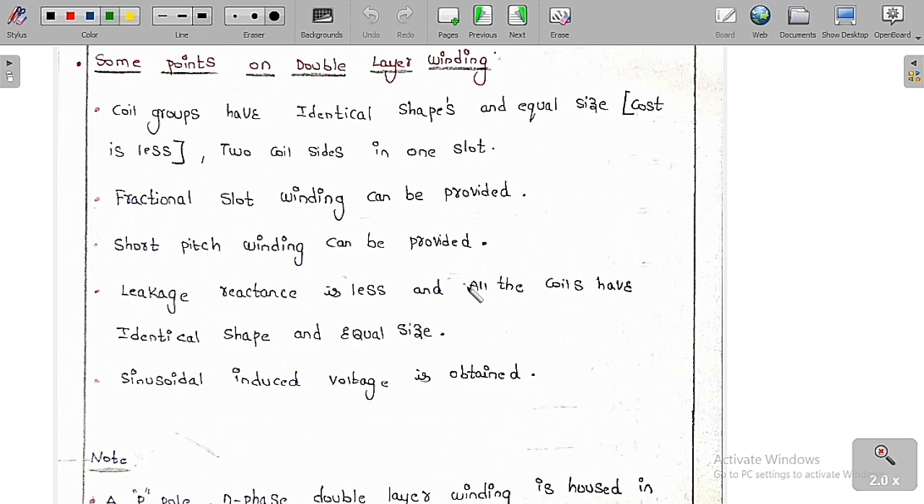And also, the single layer winding is used only for low rating machines. Here, the coil groups have different sizes and shapes, so therefore the cost is very high.